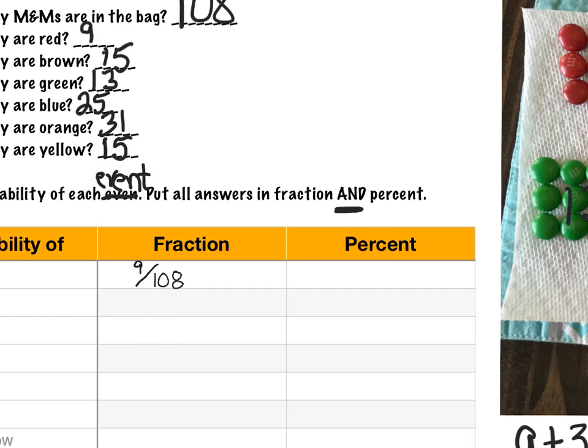And then I'm going to use my calculator. The way that I type that into my calculator is 9 divided by 108, which gives me 0.083, and the 3 is repeating. So to turn a decimal into a percent, I have to move the decimal place over to the right 2 places. So this as a percent would be 8.3% chance, we could put that repeating sign, of me pulling out a red M&M.